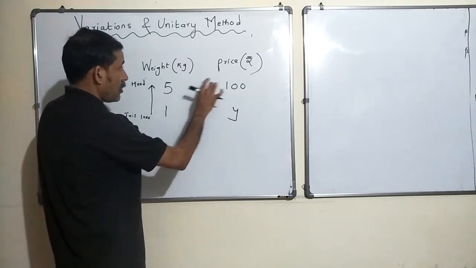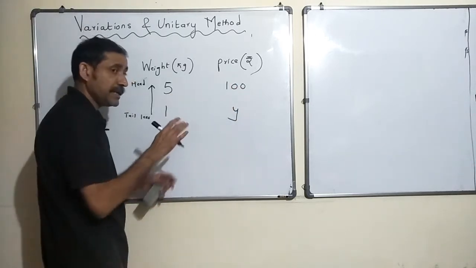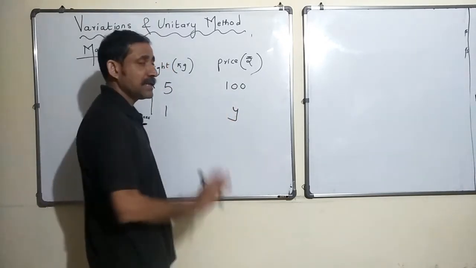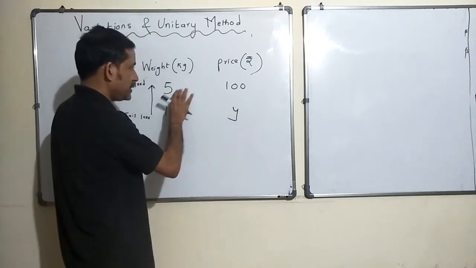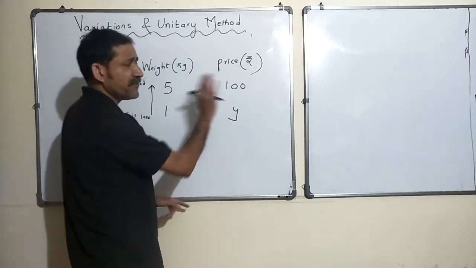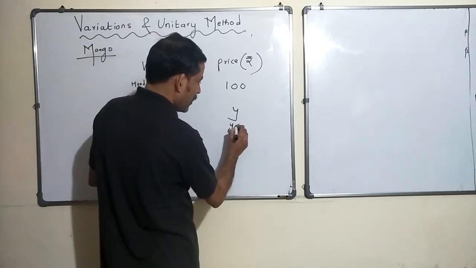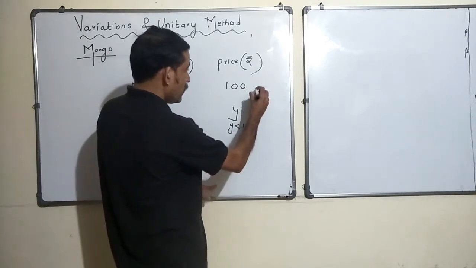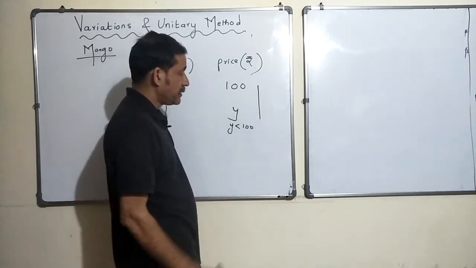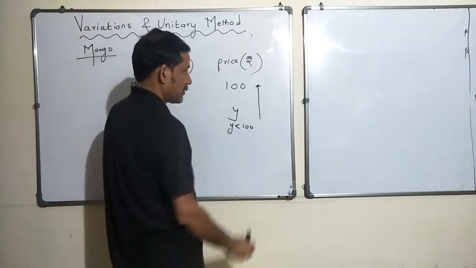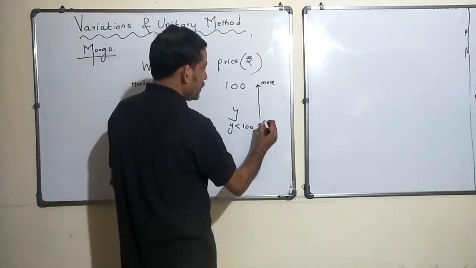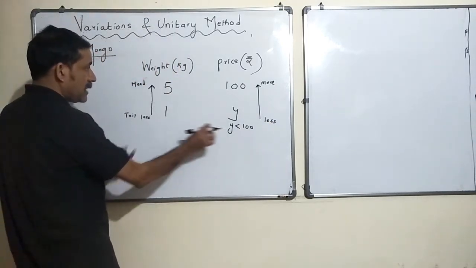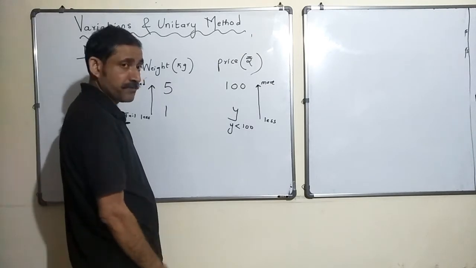5 kg cost 100 rupees. So 1 kg in your experience, right? This is all very common sense. Would it be less than 100 or more than 100? 5 kg I am getting for 100 rupees. 1 kg definitely less than 100 I will get, no? So y should be less than 100. So if y is less than 100, where should be the arrowhead? Arrowhead should be here, correct, no? Because arrowhead is more always and tail is less. Okay. Now if you see, both the arrows are pointing in the same direction.